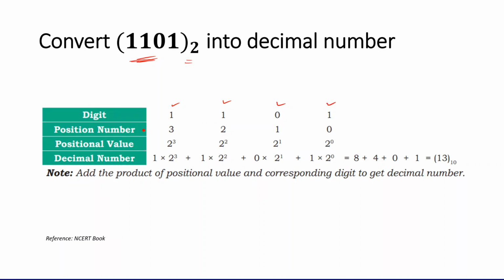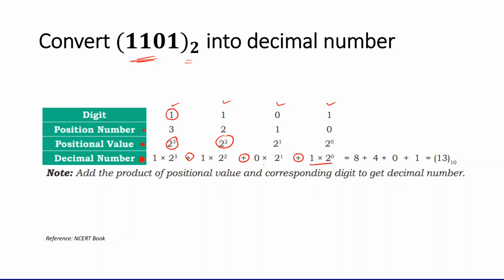The next step is to find the positional value. How can you find it? Since the base is 2, it is 2 to the power of 0, 2 to the power of 1, 2 to the power of 2, 2 to the power of 3. This is the positional value. But in order to get a decimal equivalent, what will we have to do, guys? I have to multiply the given digit with the positional value. So 1 into 2 cube plus 1 into 2 square plus 0 into 2 to the power of 1 plus 1 into 2 to the power of 0.